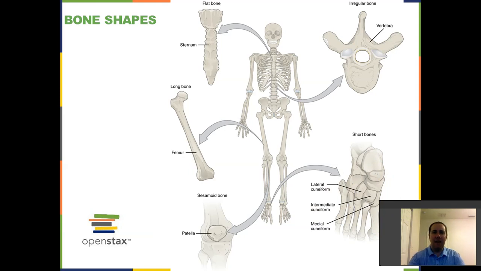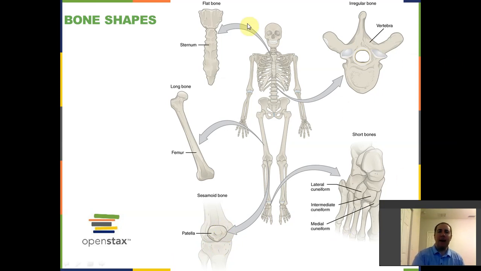We have irregular bones, which are bones that don't fall into any of the other categories. We have sesamoid bones. Sesamoid bones are buried in tendons and ligaments. An example of that is your patella or your kneecap. See, it is not connected to any other bone. It is buried in connective tissue, and then it is able to move around a little bit.